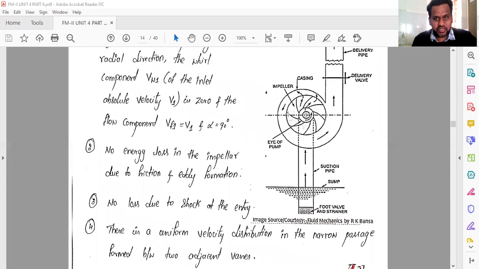So that means whatever the energy distribution is there in between these two pans, ठीक है, like that. So all these things will remain constant. ठीक है. There is a uniform velocity distribution रहेगा. So वो हम assume कर रहे हैं.